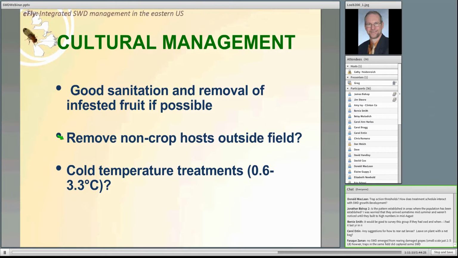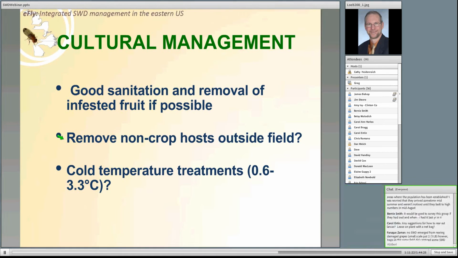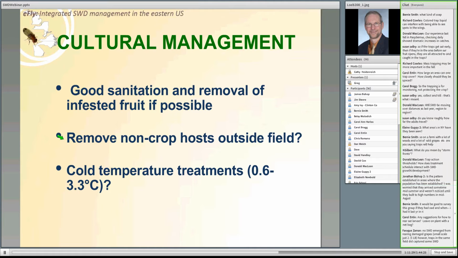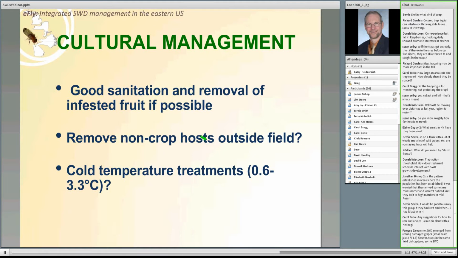So good sanitation is probably quite important in a commercial field where you're regularly picking, let's say, raspberries and blueberries, day-neutral strawberries. So keeping the level of overripe and ripe fruit in the field down to a low level. That's likely to help in combination with other control measures if you have an infestation. As I mentioned earlier, maybe there's some benefit, with a big question mark on it, of removing non-crop host plants or wild hosts in the close vicinity of the field.